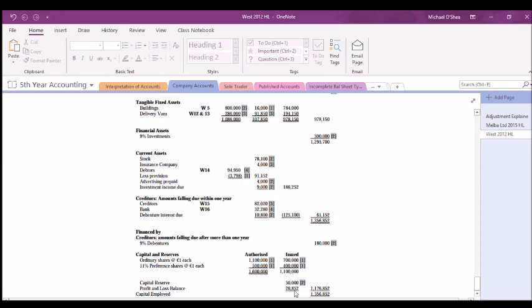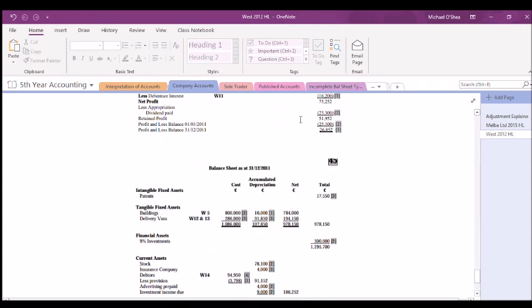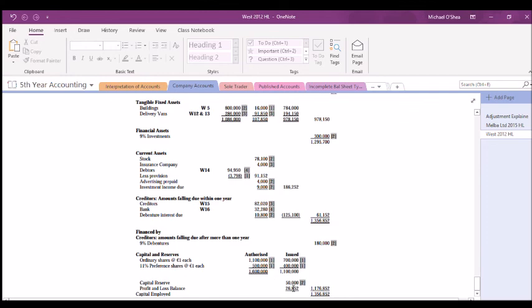My profit and loss balance is from my previous P&L up here. It's positive, it's 26,852. So I'm adding that on as well, and I balance my figure then again at 1.356 million.